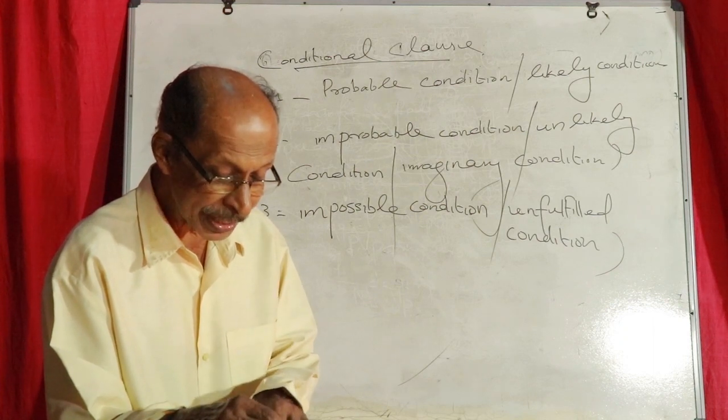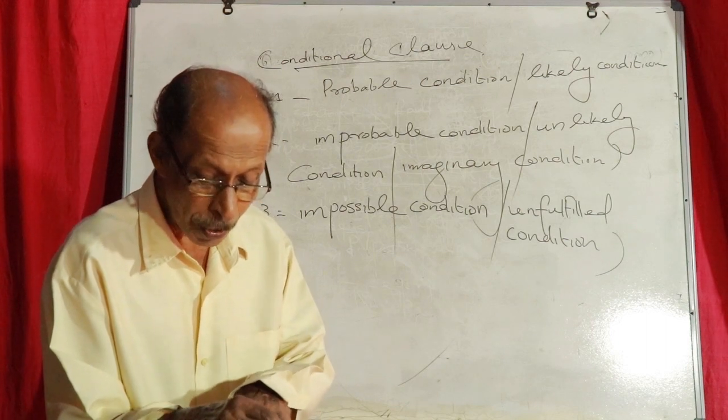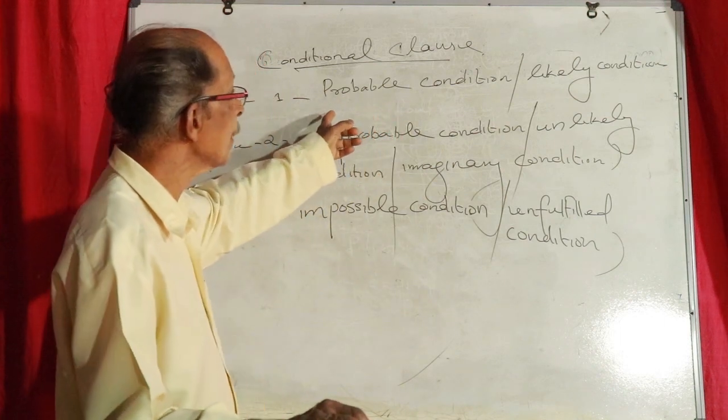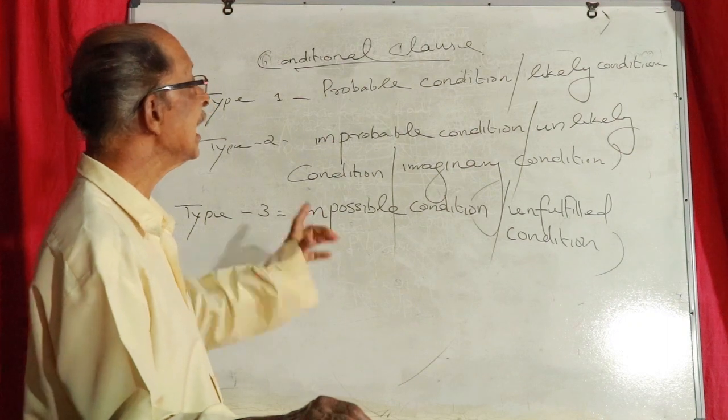About the first one: the if clause is 'if I practice well', and the main clause is 'I will win'. It shows possibility. That is what is called the probable condition or likely condition.